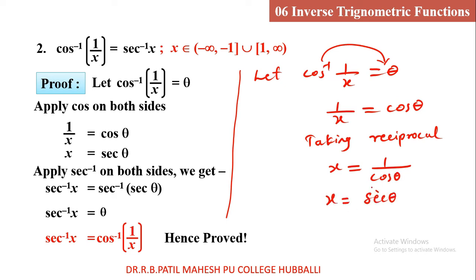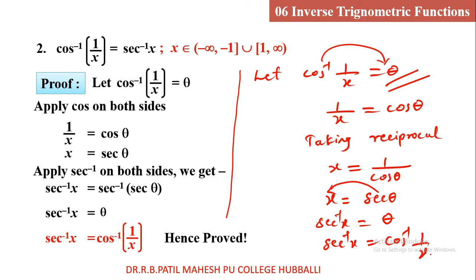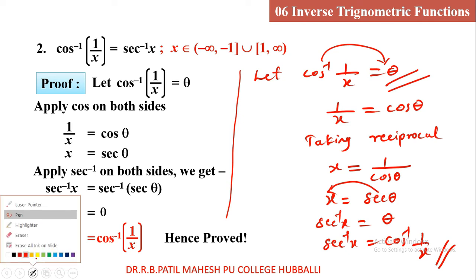Then taking sec to the left side, sec inverse x is equal to theta, and finally you replace the theta value from above, that is cos inverse of 1 by x. Hence we proved the property. I am giving the two methods for the property. Whichever one you prefer, you can follow that in the examination.